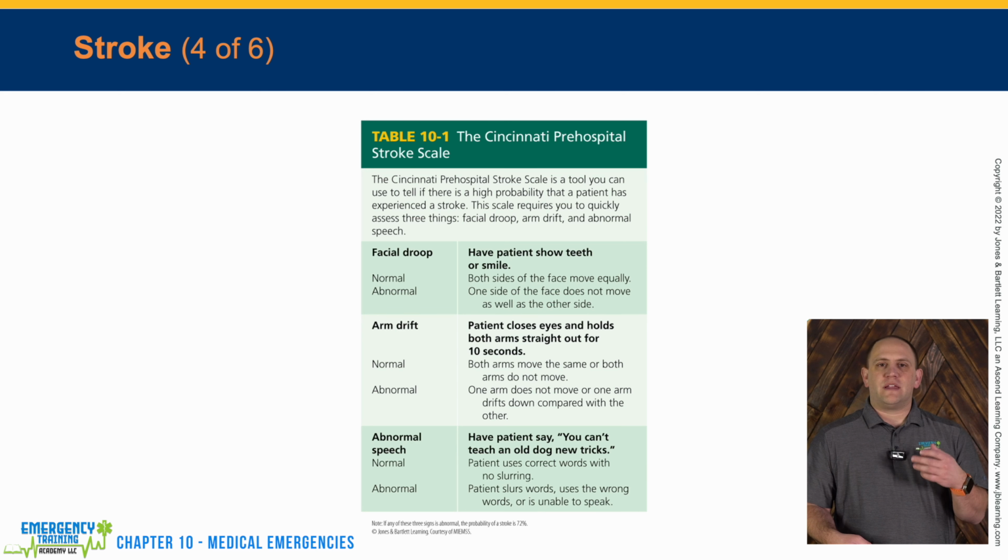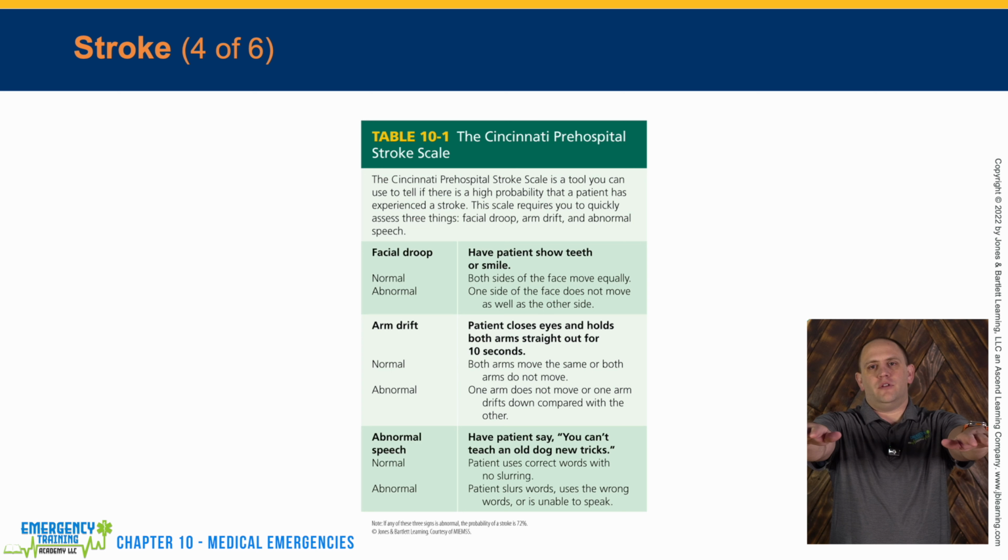So we want to see if they have any weakness on one side of the face or the other. The next thing we're going to look at is arm drift. To decide if the patient has arm drift, we're going to have the patient put their arms out in front of them and close their eyes. And if they're able to hold their arms out, then there's no drift.